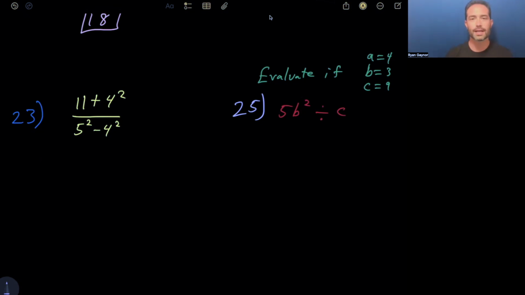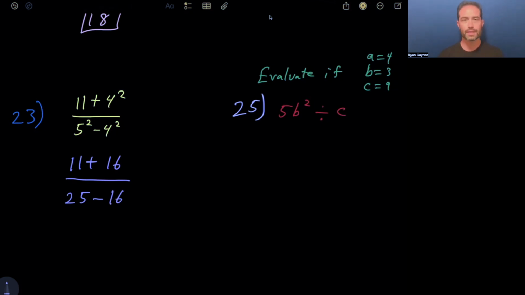We have an exponent on the top, so we got to do that first. So we have 11 plus, what is 4 squared? Well, squared means times itself, so I have to do 4 times 4, and that is 16. All right, then on the bottom, we have 5 squared. That is 5 times 5, which is 25. Notice how I keep saying out loud what I'm doing as I'm writing it at the same time. Then we have minus, and then 4 squared again. So we have 4 times 4, and that is 16.